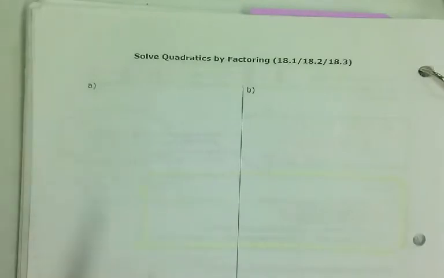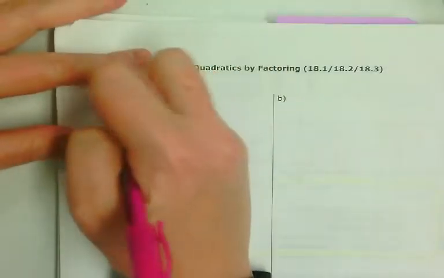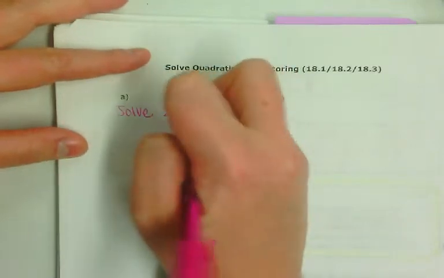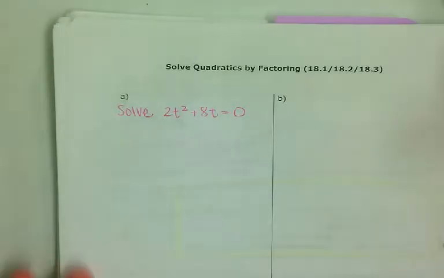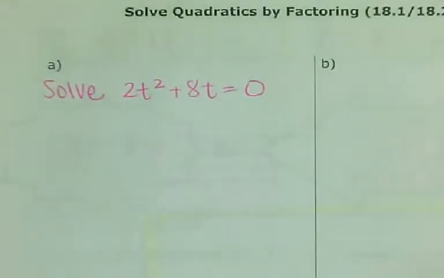So here we have two problems that we're going to work. So let's start with example A. So it says solve 2t squared plus 8t equals 0. And if you're one of my kiddos, I told you that we're going to use a lowercase t a lot in this unit because t is one of the variables in an equation that we're going to use.